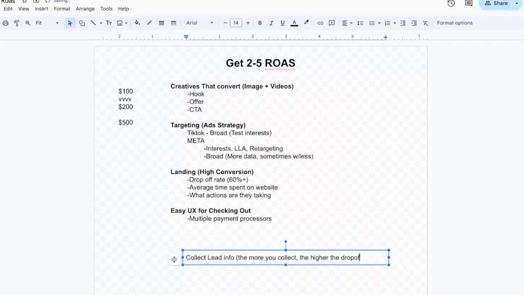Now, it's not necessarily a bad thing, because what you want to notice is that you also get higher quality people going to the next step of your funnel. If you collect just the email address and name, then okay, you may get a lot of people moving to the next step. If you collect email address, name, and phone number, then of course you'll have a higher drop off. Not everyone will put that information in. But what you want to notice is that the more information you collect, the higher the quality of people who actually move to the next step.